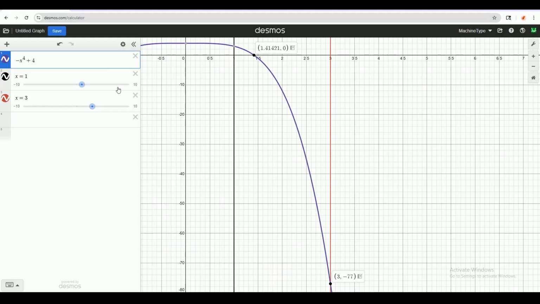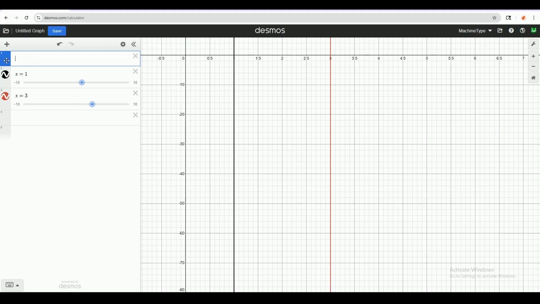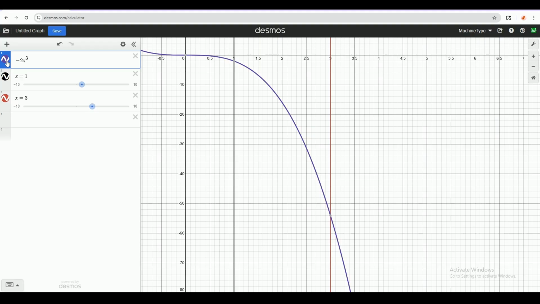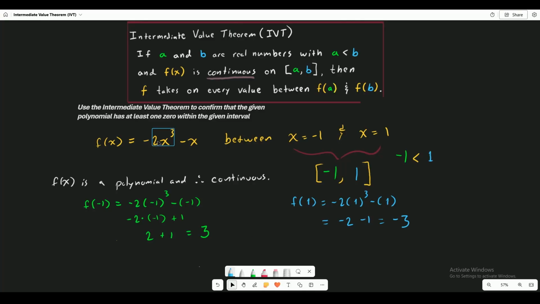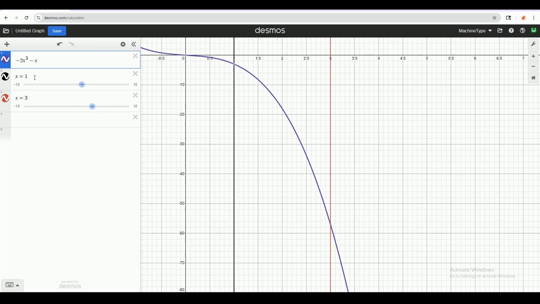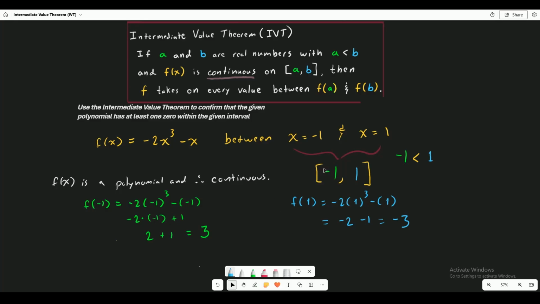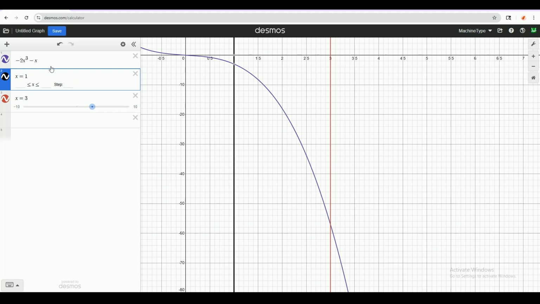So let's graph it. Let's graph our function. Minus 2x to the power of 3 minus x. And let me just make sure I copied it right. Minus 2x to the power of 3 minus x. Alright, we're good. And our interval was from negative 1 to 1. So I'm going to make x equal negative 1. And I'm going to make x equal 1 here.